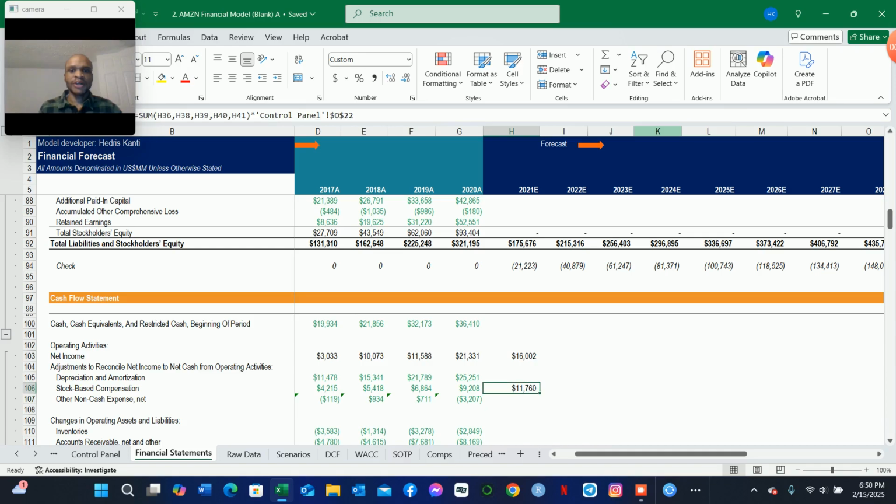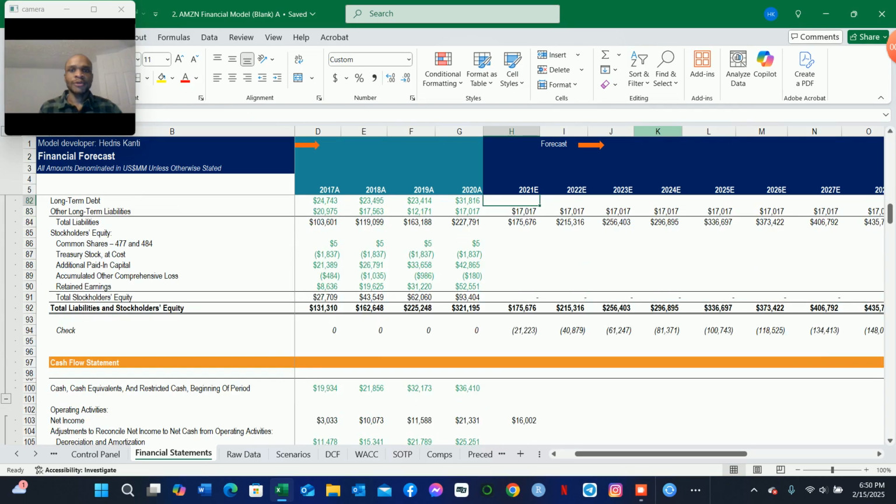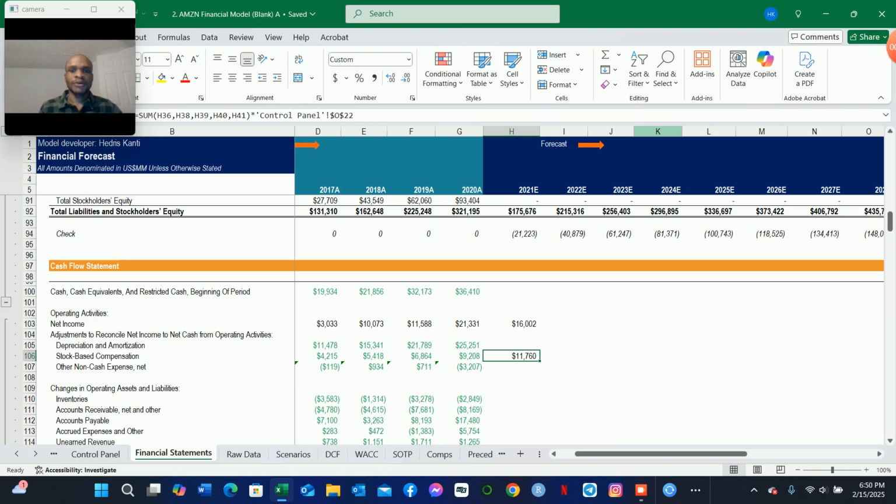So this later one, we kick into the additional paid in capital, which we're going to be calculating later on in the balance sheet. So the stock-based compensation will impact the additional paid in capital in the stockholders' equity side of the balance sheet later on. So we have that in place now.